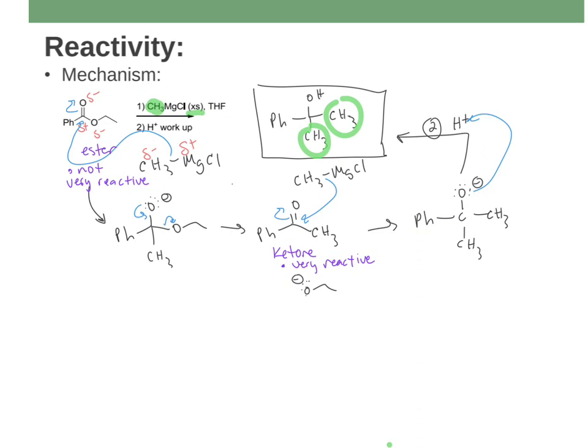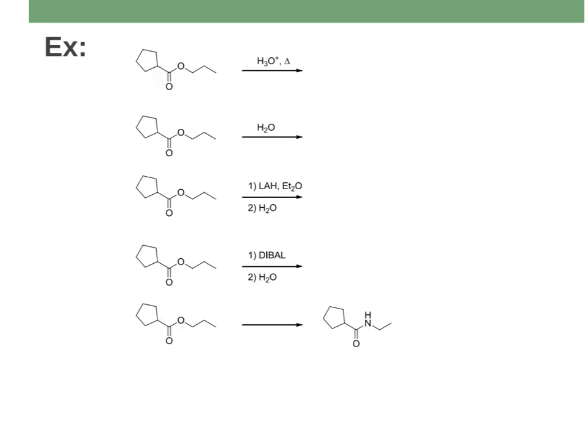It's a lot like what I was talking about in the LAH versus DIBAL video, where you're going to add twice. You're going to reduce it twice is the idea. So keep that in mind. Grignard reagents will add twice for esters.